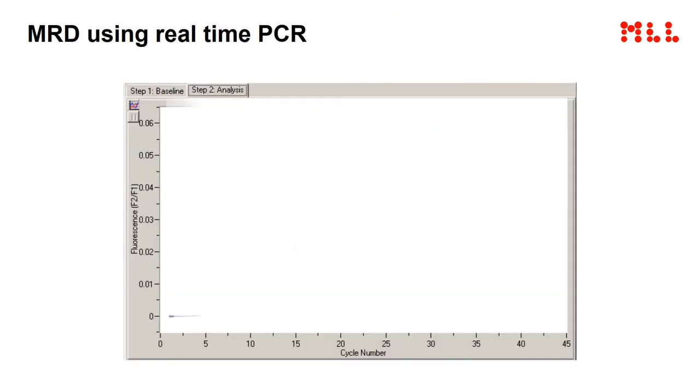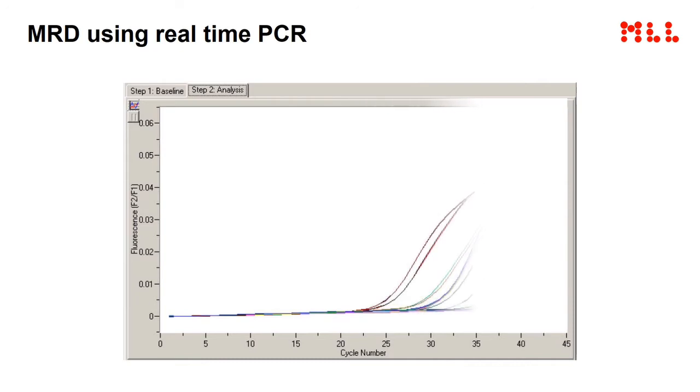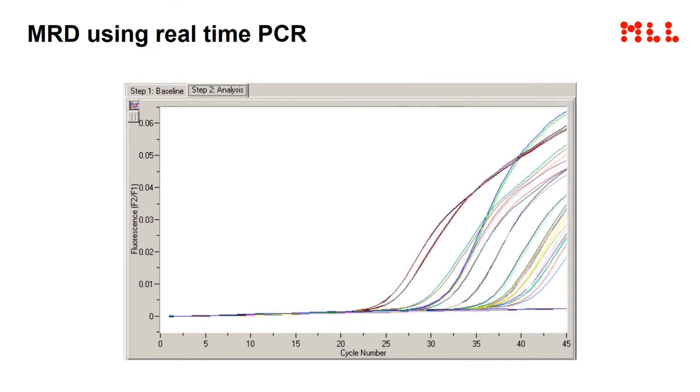And therefore, we run a lot of assays for MRD, measurable residual disease, with real-time PCR to detect the respective fusion gene and directly influence the treatment accordingly.